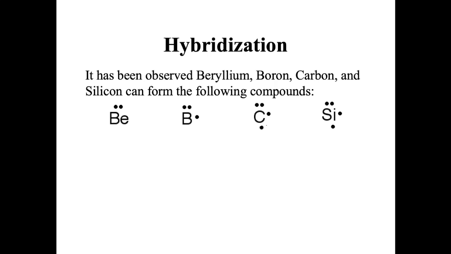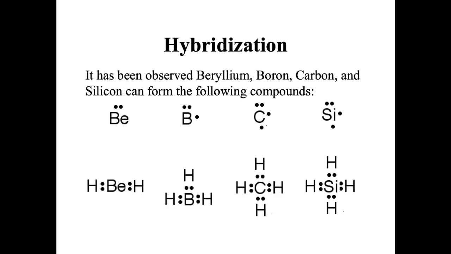However, we've observed that beryllium, boron, carbon, and silicon can form the following compounds. So as you can see, beryllium bonds with just 2 hydrogens, boron only bonds with 3, carbon and silicon both bond with 4, even though they're paired up electrons you would think wouldn't need to be shared like that. So the patterns in which these bond are very unusual. It doesn't match what we would typically predict based on their dot structure.